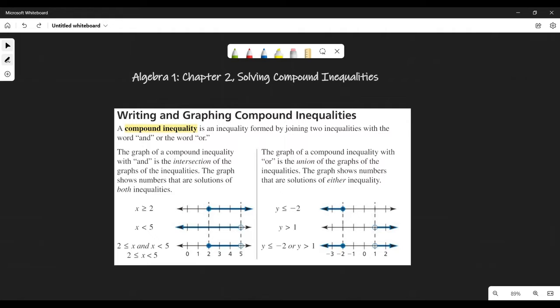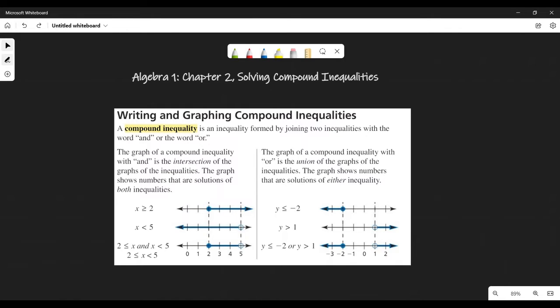This is Algebra 1, Chapter 2, Solving Compound Inequalities, and let's just dive straight in. A compound inequality is an inequality formed by joining two inequalities with the word "and" or the word "or." The graph of a compound inequality with "and" is the intersection of the graphs of the inequalities. The graph shows the numbers that are solutions of both inequalities.